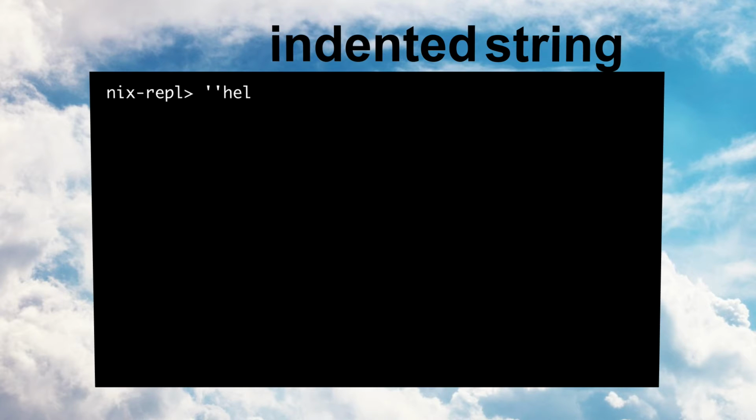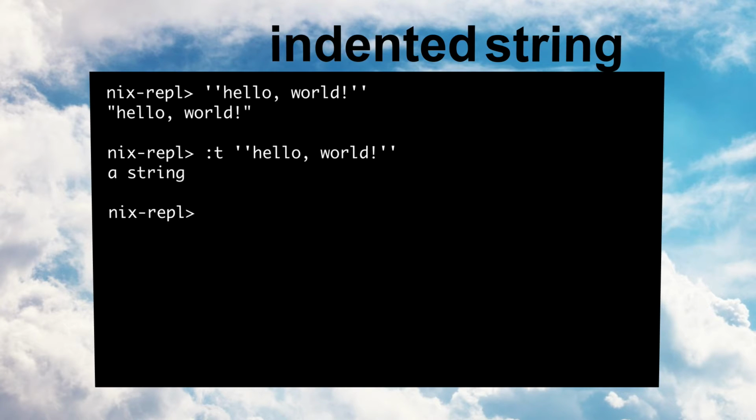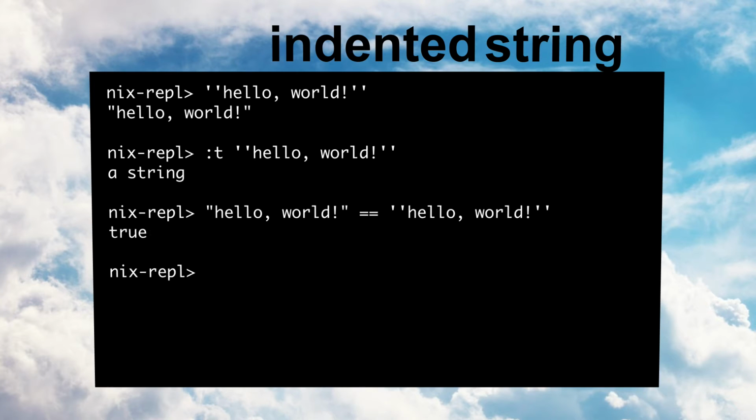A second type of string literal in Nix is the indented string. An indented string is surrounded by double single quotes. This is just alternative syntax. The value is still just a string. In fact, it's exactly the same string. In indented strings, only double single quote and $curly brace have special meaning.